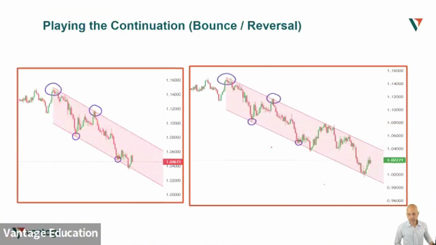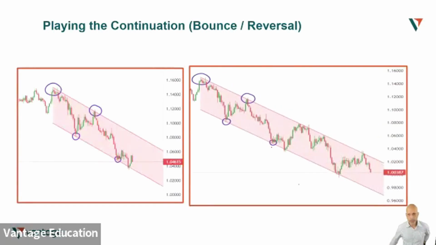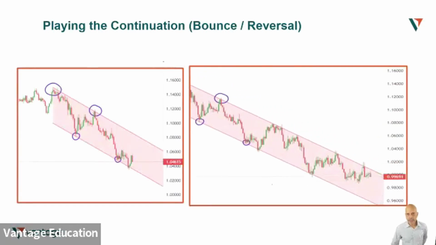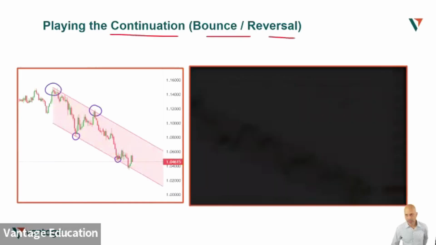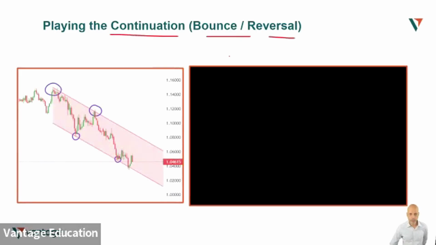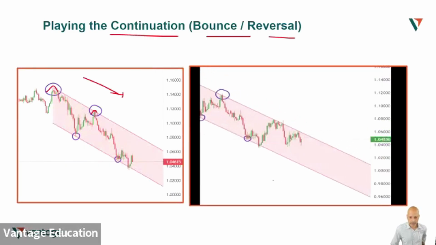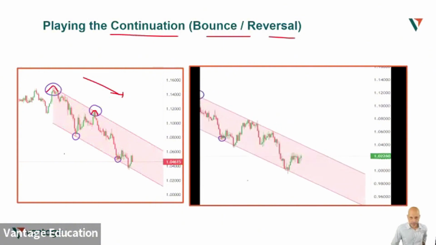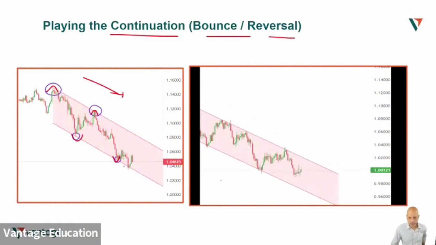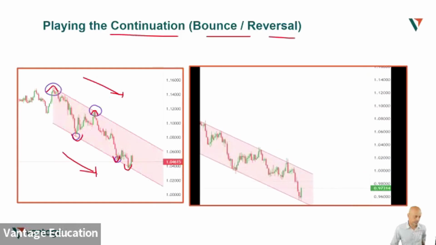Now, in this GIF here, we can see how we can try to play the continuation. And we can see that this continuation involves both sides, right? Whether we're going long or short. Once the channel is identified, in this case, this is a downward channel, because we can see each subsequent swing high getting lower, and each subsequent swing low also getting lower, right?